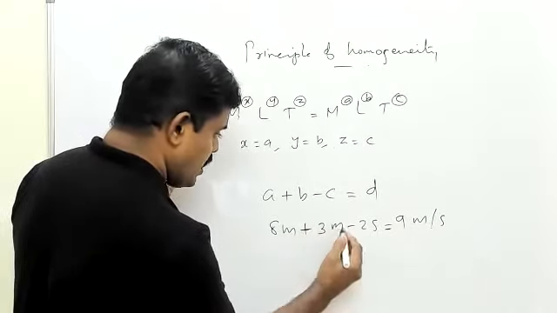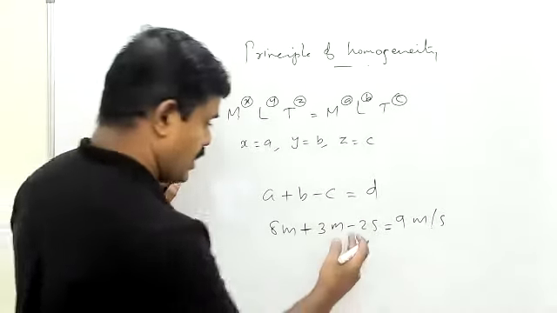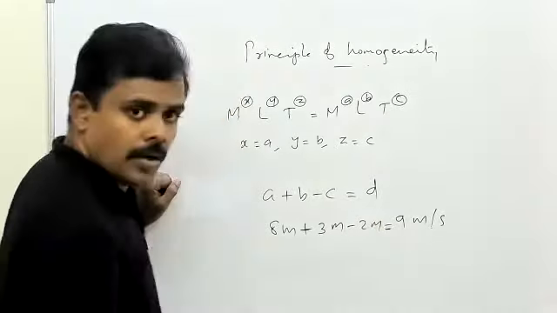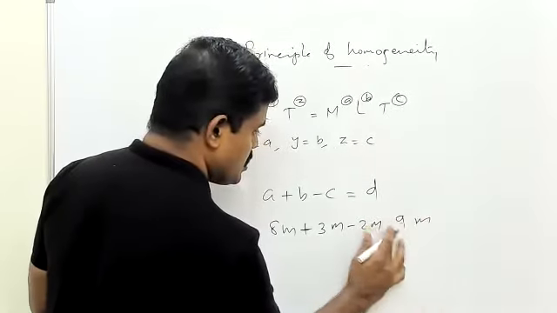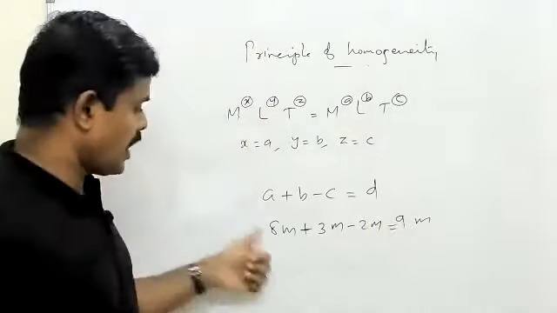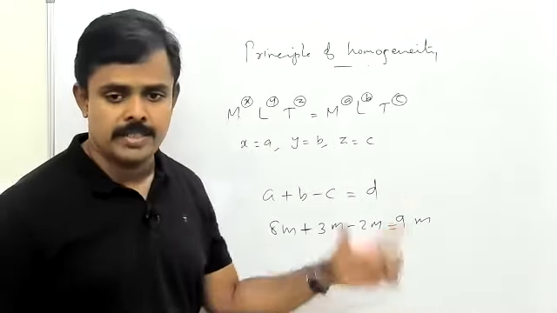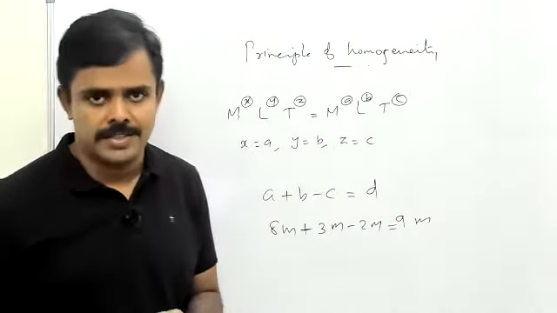If this is to be correct, on both sides of the plus sign, the unit should be the same. It should be meter or kilogram. And then on both sides of the minus sign, the unit should be the same. On both sides of the equality sign, the unit should be the same. Now see this. This makes sense, right? 8 meter plus 3 meters is 11 meters. 11 meters minus 2 meters is 9 meters. Understood? So this is exactly what the principle of homogeneity says.